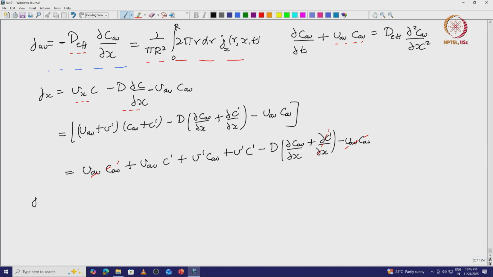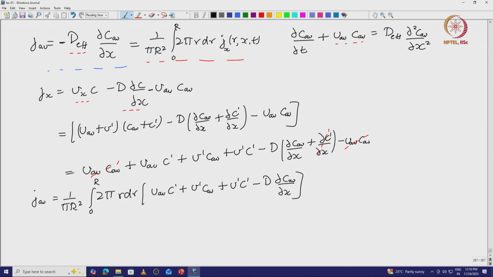Now, the average flux J average is equal to 1 by pi r square integral 0 to r 2 pi r dr into V average c prime plus V prime c average plus V prime c prime, minus D partial c average by partial x. That is the expression for the cross sectional averaged flux.